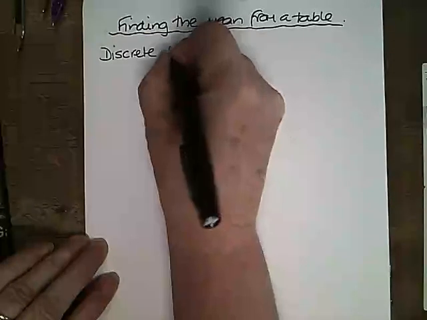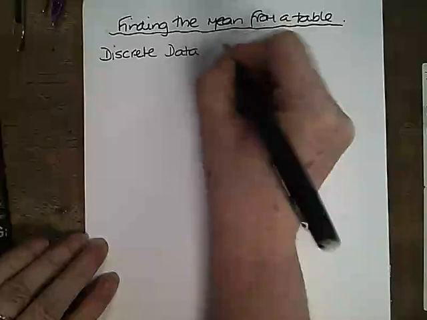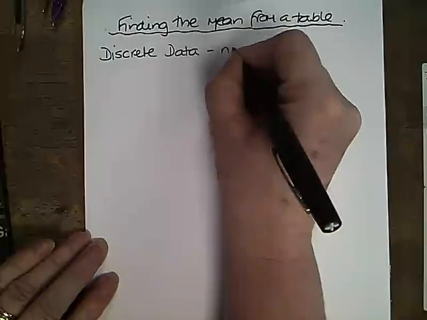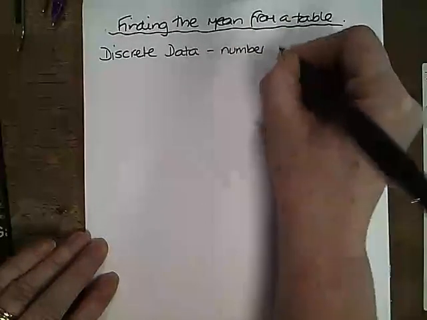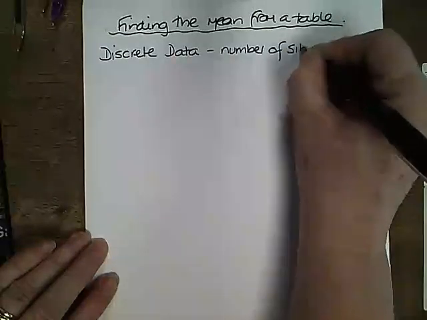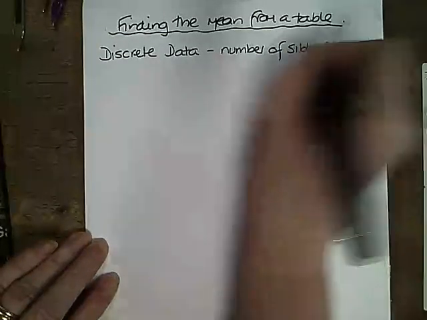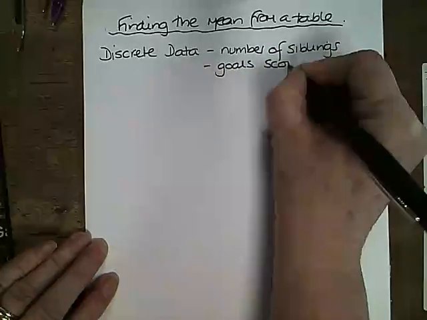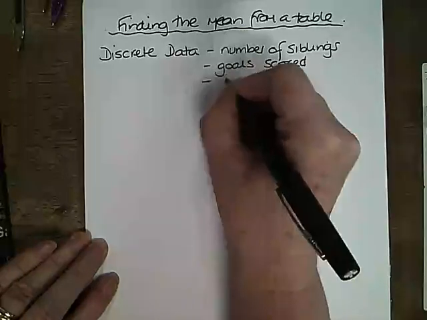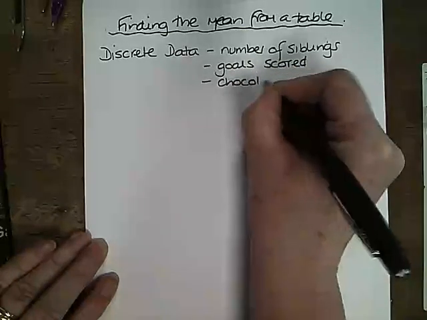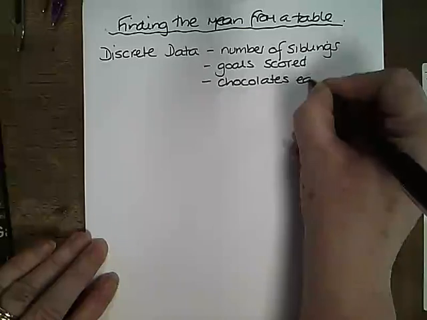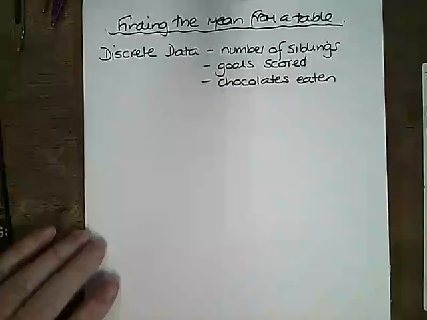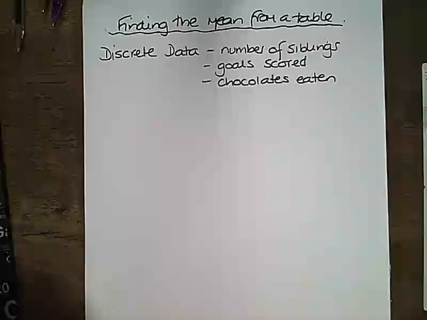We're going to use a table of discrete data, and what that means is that the data can only have certain values. So for example, number of siblings, number of goals scored, and number of chocolates eaten. So you cannot have in-between measures.